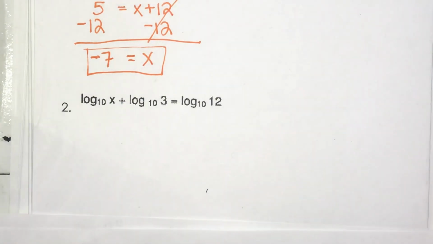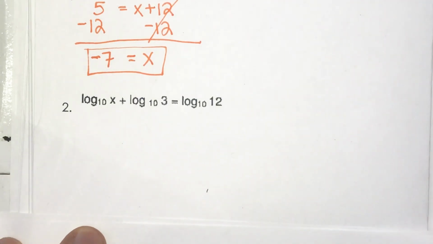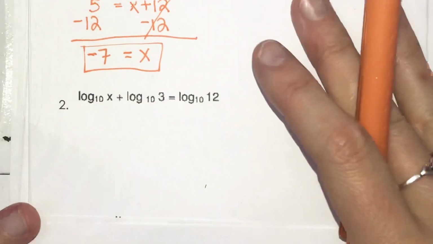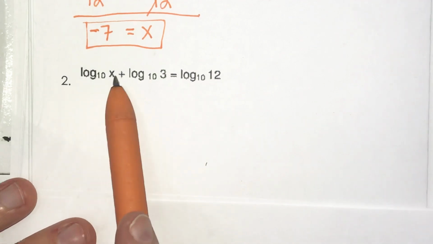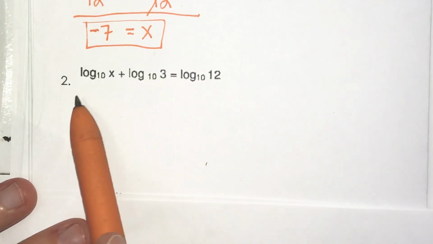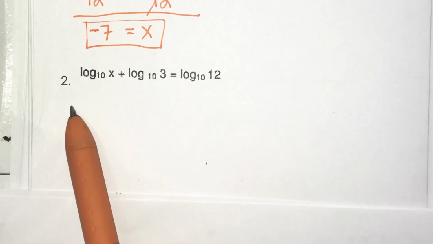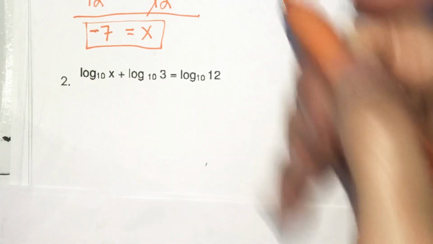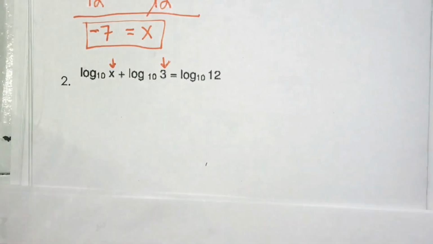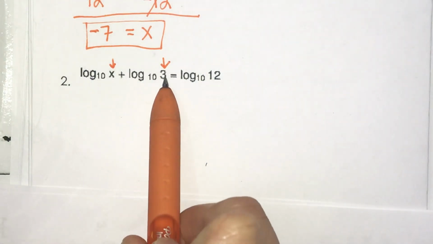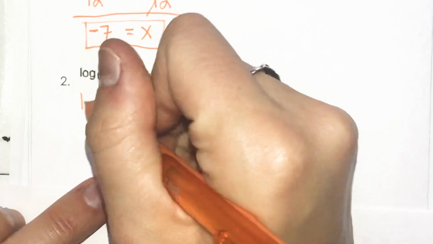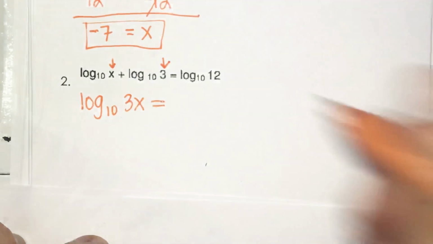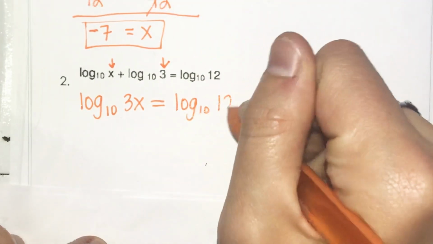Don't be alarmed because it looks so much bigger, but it is still just as simple as the first one. So what I'm going to do is condense the equation as much as possible. What I see here is log base 10 of x plus log base 10 of 3. If I'm adding the two together, then I'm doing the product rule, which says if they have the same base, which they do, log base 10, I just multiply the two results together. So x times 3 gives me 3x. So I've got log base 10 of 3x equals log base 10 of 12.